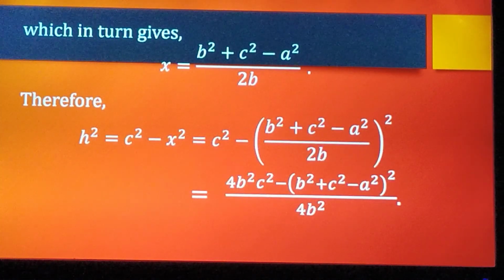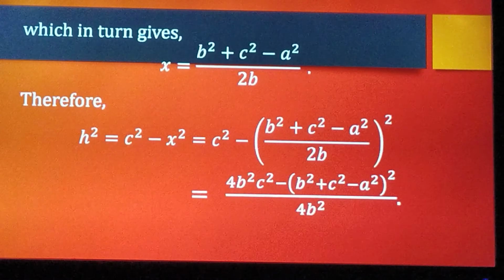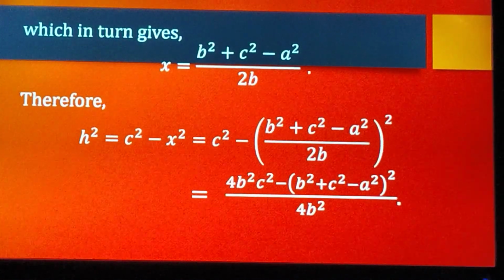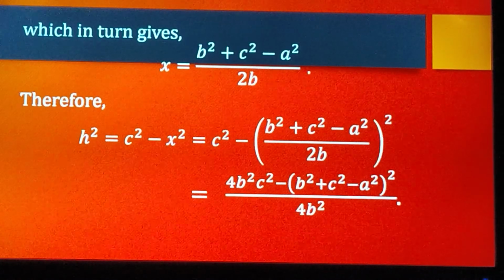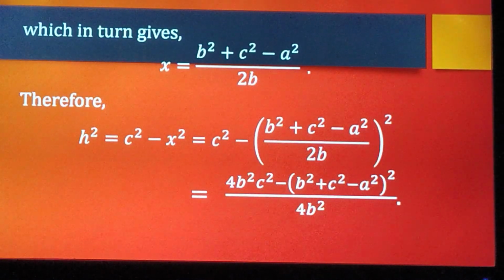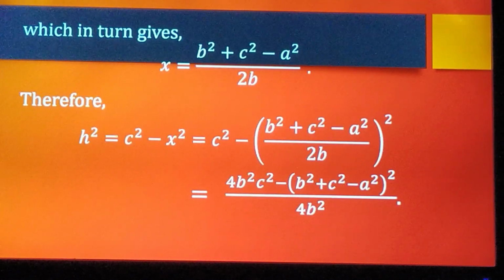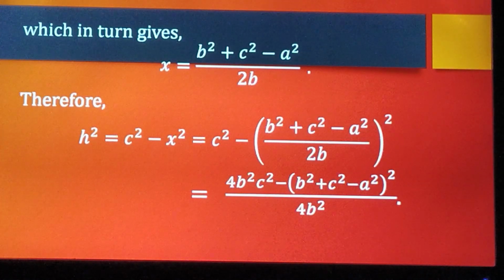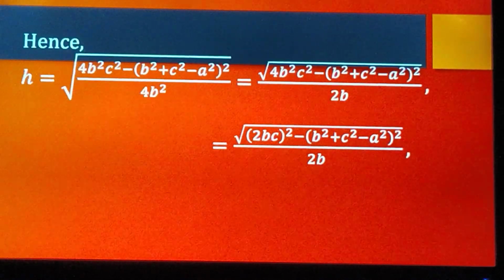And therefore, h squared is equal to c squared minus x squared. So substitute this expression for x here, and so we have this expression at the bottom: 4b squared times c squared minus the quantity squared of b squared plus c squared minus a squared, over 4b squared.